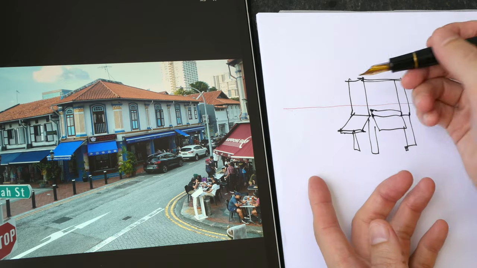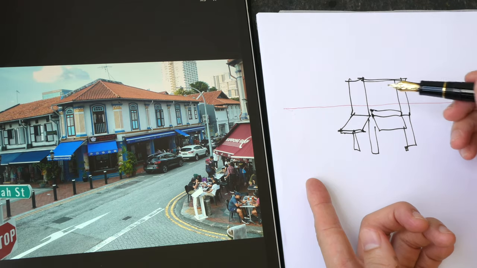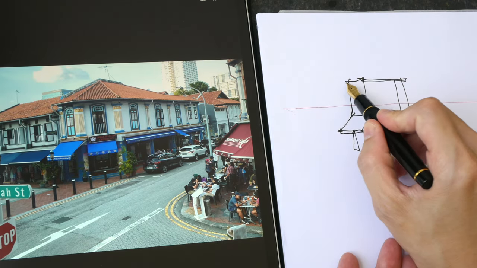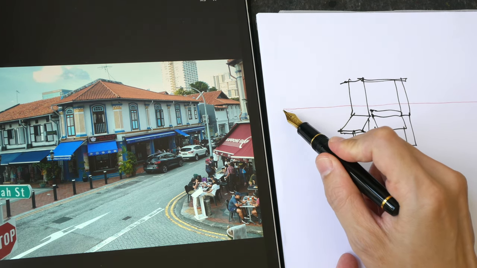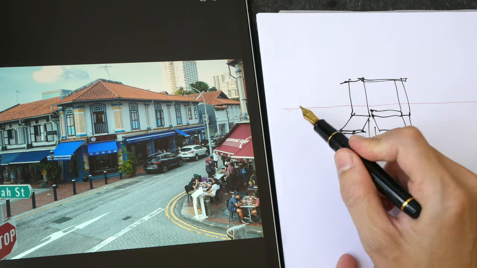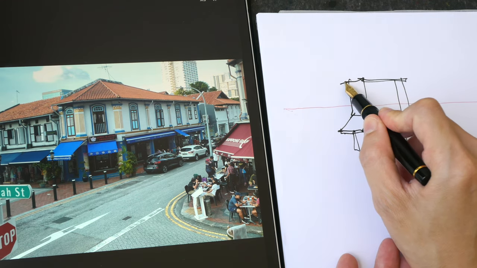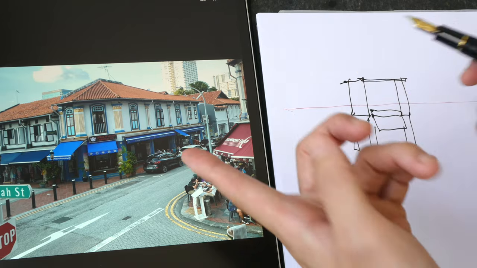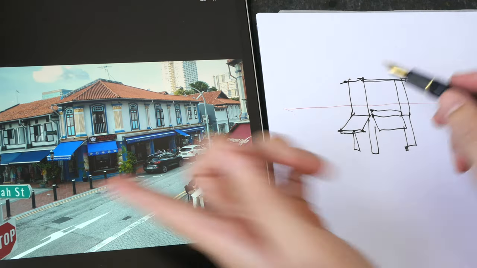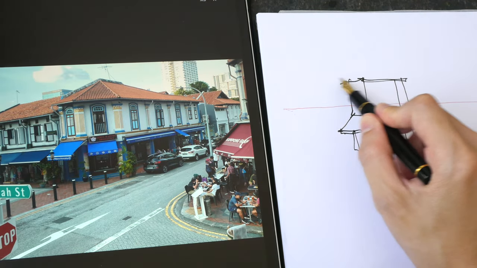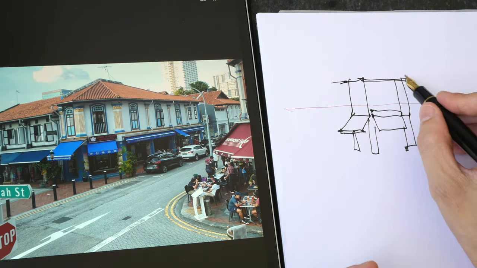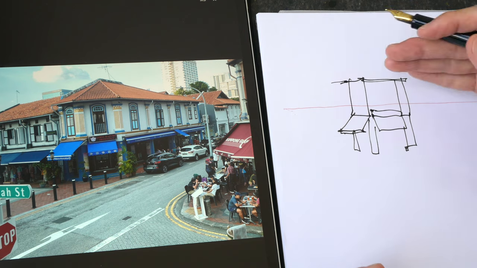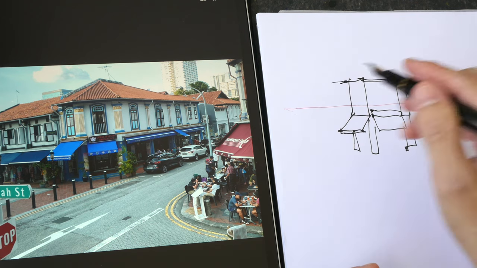Now for the lines that are going towards the left, they are going towards the horizon line. So they actually have a vanishing point on the horizon line, but we are not able to see that vanishing point because it's outside of the page. But all you need to know is there is a vanishing point somewhere outside, and as you draw towards the left side, that line will taper down. And if you draw towards the right side, that line will taper down because there's another vanishing point on the right side.